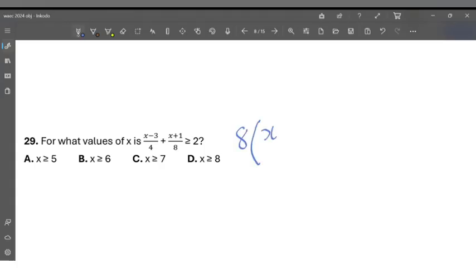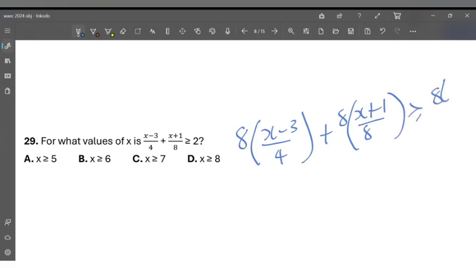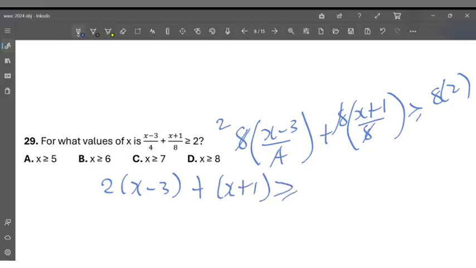So 8 into (x minus 3) over 4 plus 8 into (x plus 1) over 8 is greater than or equal to 8 into 2. So you multiply all through, not only one side, by that LCM. So this is going to cancel out and give me 2. This will cancel out completely. So what I have is 2 into (x minus 3) plus (x plus 1) is greater than or equal to 8 times 2, which is 16.